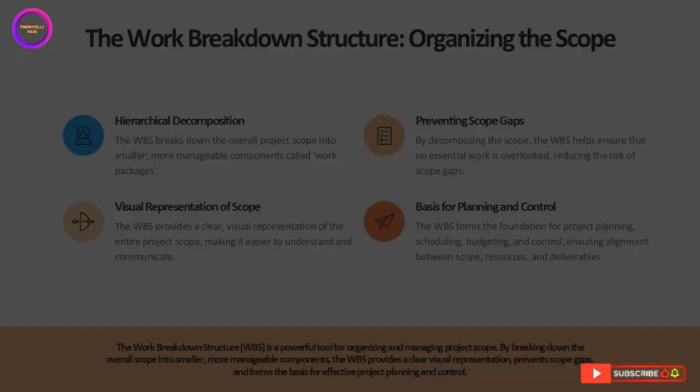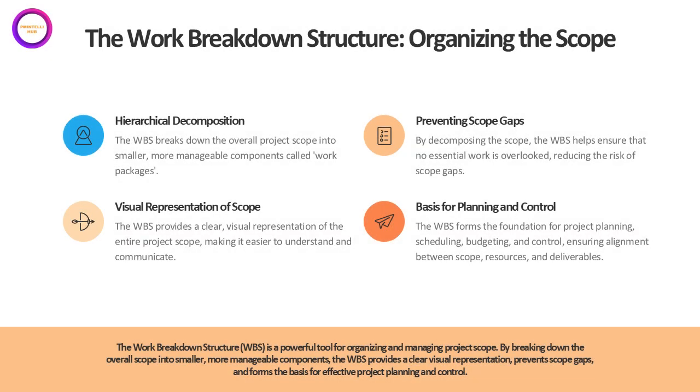Here comes a powerful tool, the Work Breakdown Structure, or WBS. It's like the project's DNA. It breaks the scope into manageable chunks so you can plan, estimate, assign, and control. It takes the total scope and breaks it down into smaller, more manageable pieces called work packages. This hierarchical decomposition provides a clear visual map of the entire project, helps prevent gaps, and is the foundation for all your planning, scheduling, and budgeting.